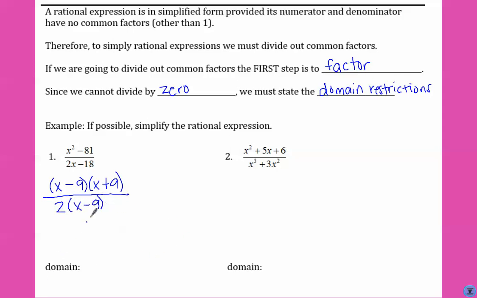Before we do anything else, we're going to state our domain restrictions. We're going to say x such that x cannot equal, and we're just looking at the denominator. Since the 2 out here does not have an x with it, we can ignore it. The number that's going to make x minus 9 equal to 0 would be 9. Then we're going to cancel any factor that is on top and bottom. So the factors of x minus 9 can both cancel out, and we'll be left with x plus 9 over 2.